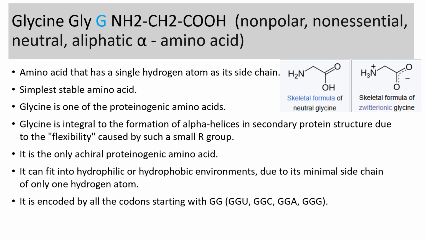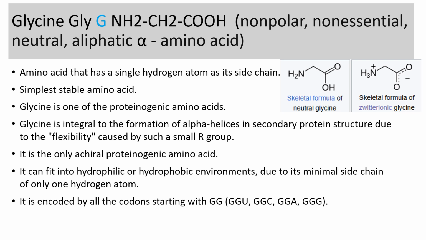Glycine is one of the proteinogenic amino acids, protein building. Glycine is integral to the formation of alpha helices in secondary protein structure due to the flexibility caused by such a small R group, right? So because it has a small R group, it is more flexible, and this is exactly why it's an integral part of alpha helices. It is the only achiral proteinogenic amino acid.